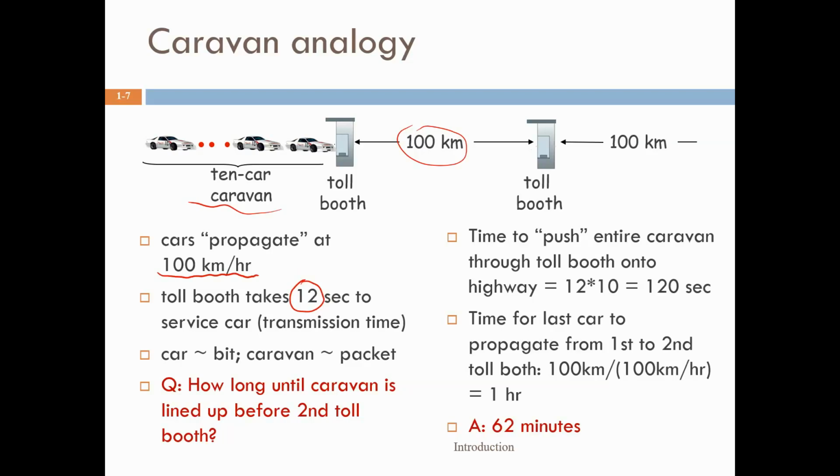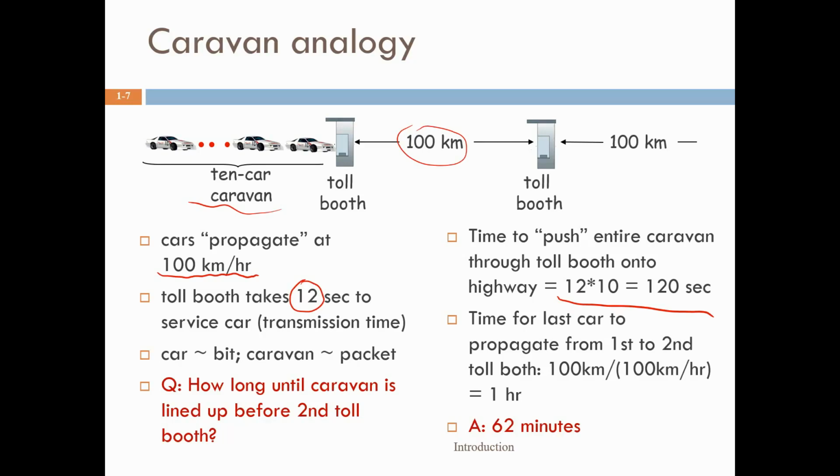First of all, each car needs 12 seconds to be serviced at the toll booth, and we have 10 cars, so we will need a total of 120 seconds to service the entire caravan. This is more or less the transmission delay. You need 12 seconds per car. This is the speed at which the toll booth is converting a car that is standing in front of it to something that is traveling on the road. This is your transmission delay.